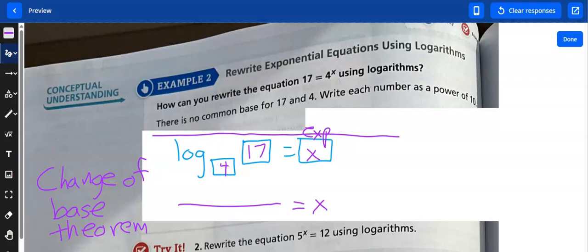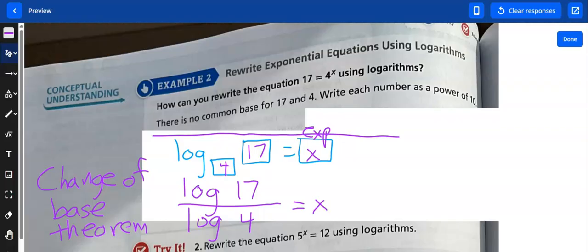I'm going to create, you can see there's a fraction bar, right? So there's going to be something on the top and there's going to be something on the bottom. Can you remind me? Log 17 over log 4.